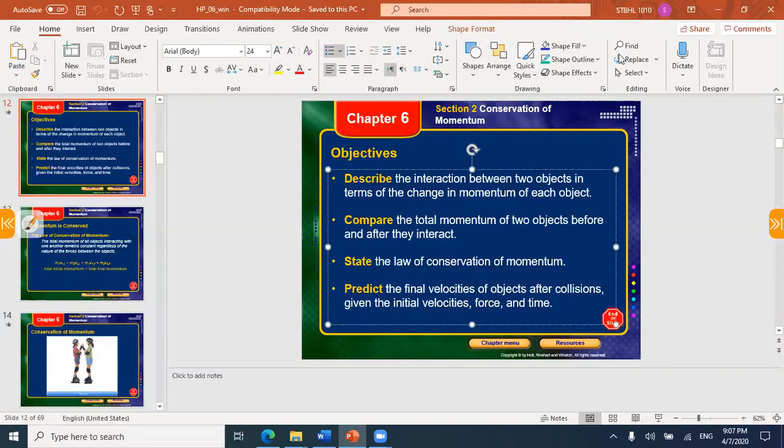So let's start, and at the end we will go back to these objectives in order to see if we understood or not.